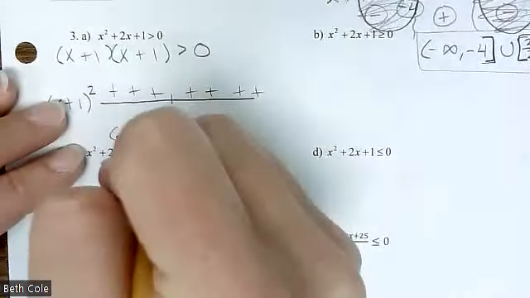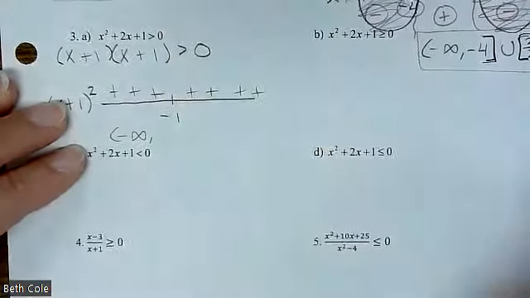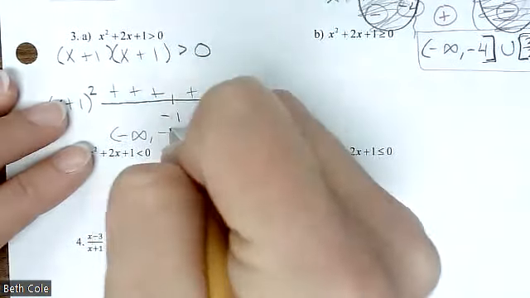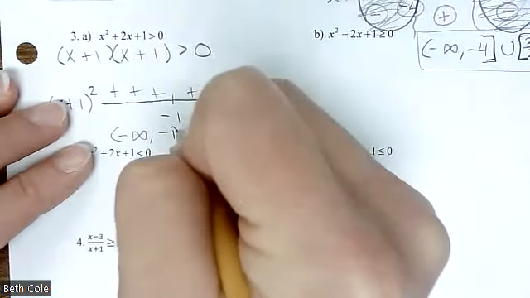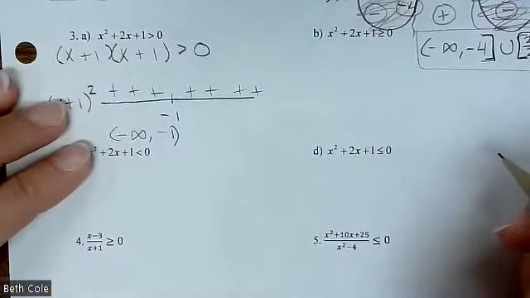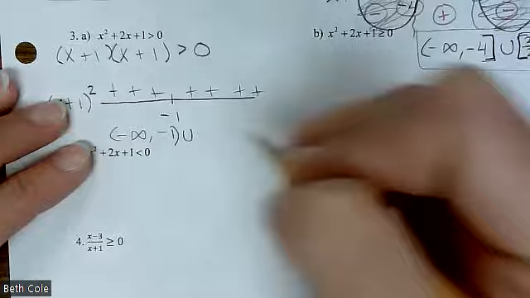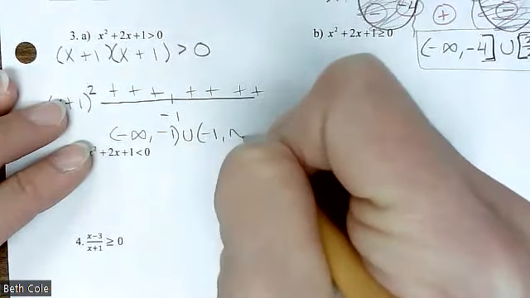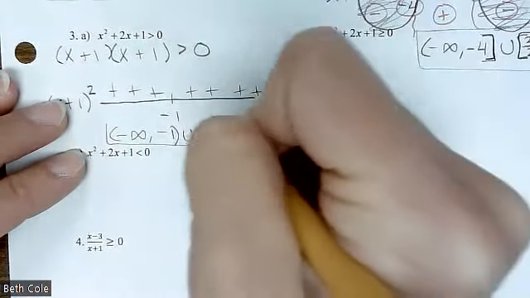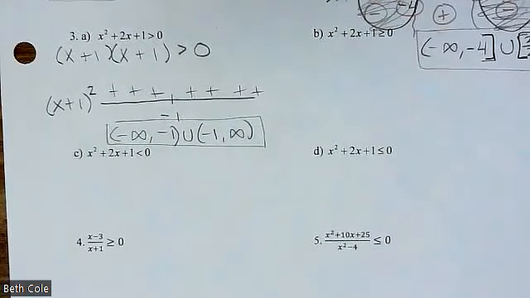So how would we write that? Well, it would be -infinity to -1 with a parentheses. You want to leave it out. Union to infinity. Good. So it is positive everywhere except specifically at -1. And that's because it equals 0 there.